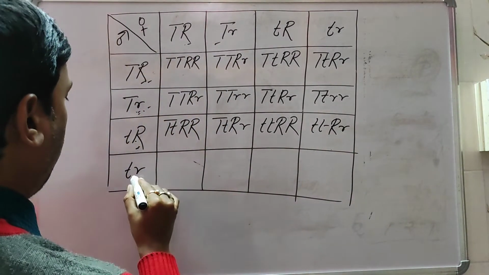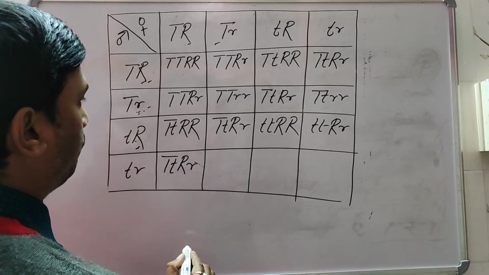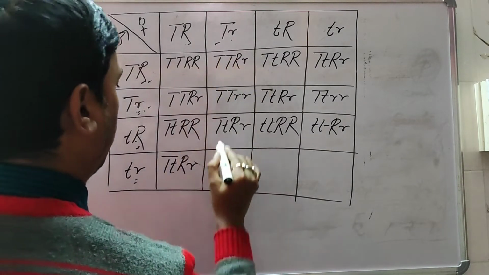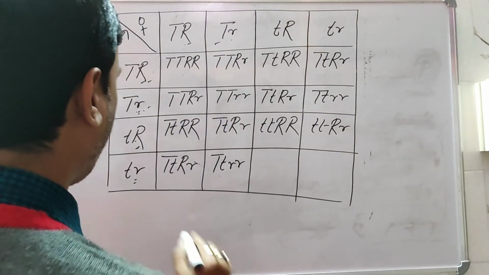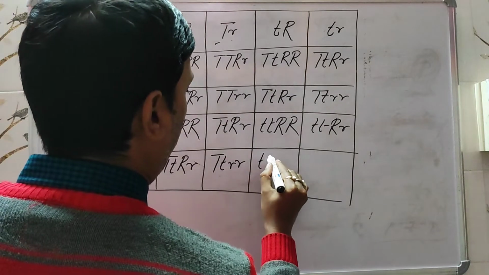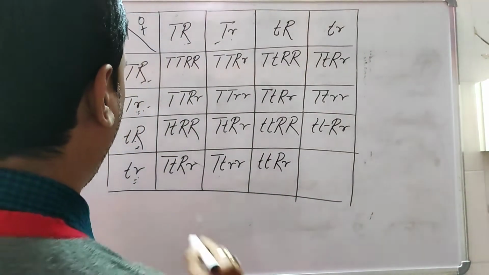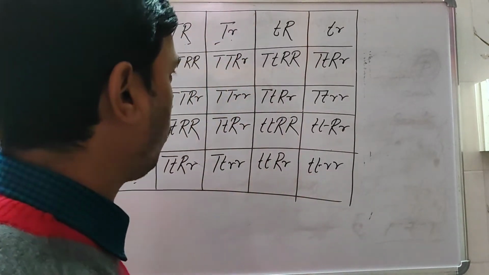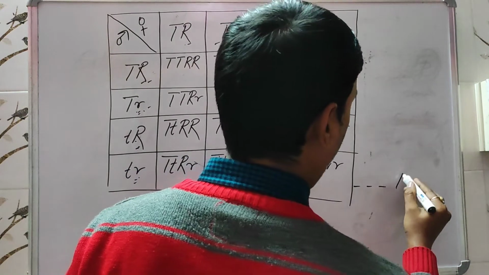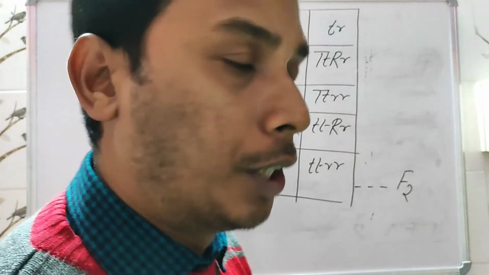Okay. Then this part and this part, capital T, small t, capital R, smaller. Then this part and this part, capital T, smaller, smaller. Then this part and this part, small t, capital R, smaller. Okay. Then last part, small t, smaller, smaller. So these are the offspring which we mainly obtained in the F2 generation.